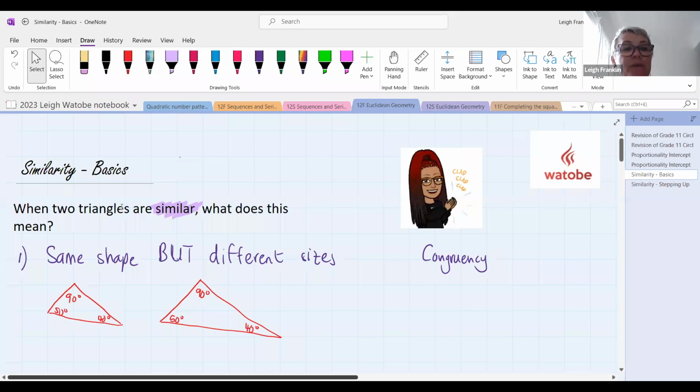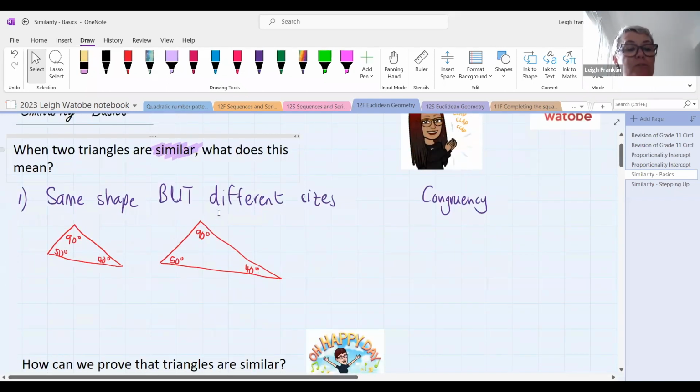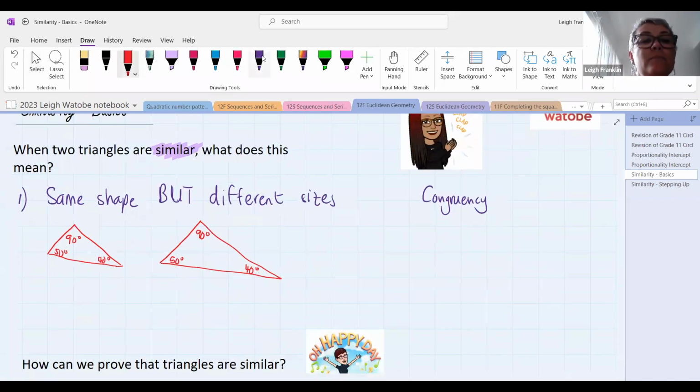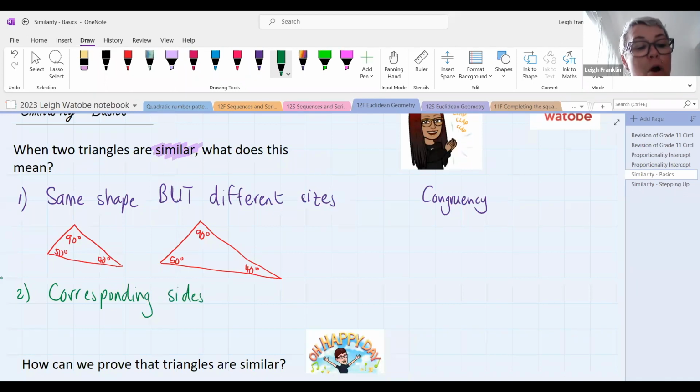The other thing that it means when we say the triangles are similar is that their corresponding sides are in the same proportion. Okay, so let's just break this down a little bit further.